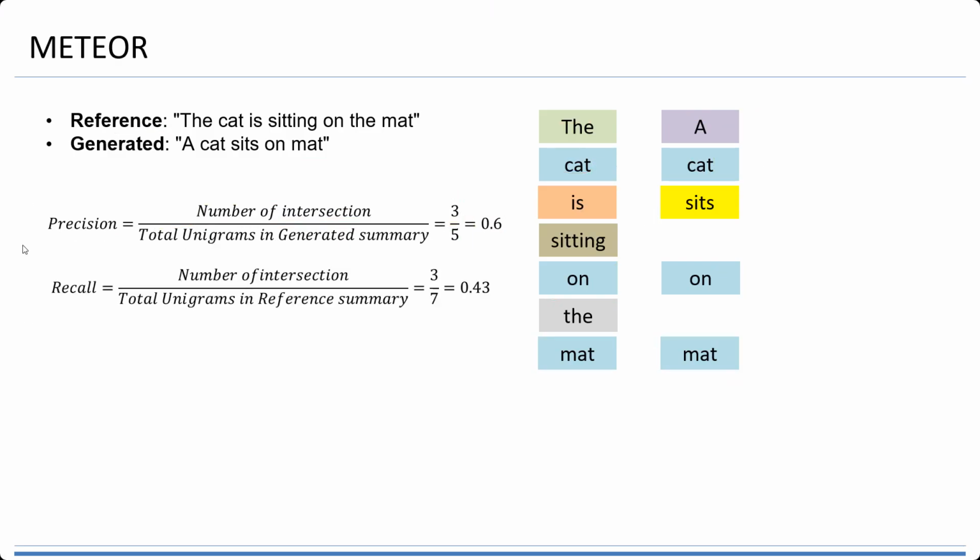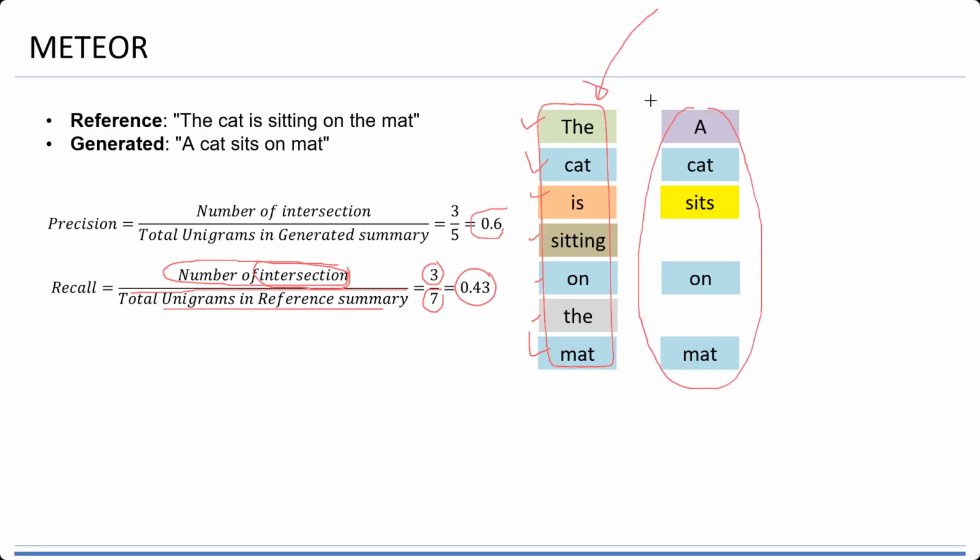For the recall, we want to see the number of intersections divided by the total unigrams of the reference summary. In the reference, we have 1, 2, 3, 4, 5, 6, 7. It means 3 intersecting words among 7 words in the reference. Then the recall is 0.43. 43% of the words in the reference are available in the generated summary. 60% of the words in the generated summary are available in the reference.